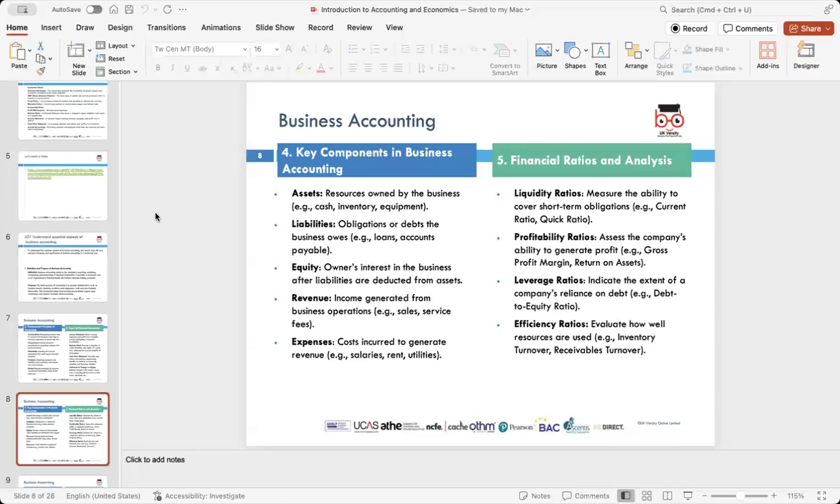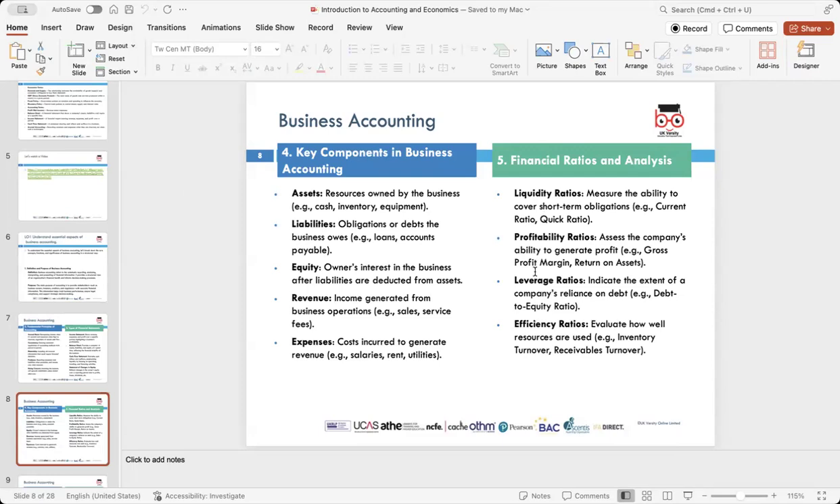Revenue, income generated from business operations, for example, sales, services, or fees. And finally, expenses, which include wages, rent, utilities, and other costs needed to run the business. Financial ratios and analysis. Here we'll talk about liquidity ratios, profitability ratios, leverage ratios, and efficiency ratios.